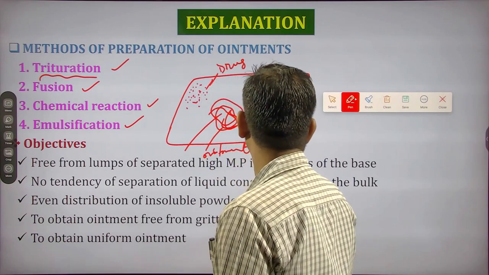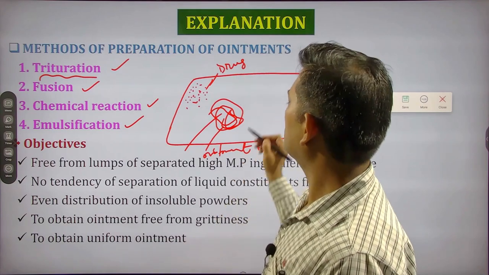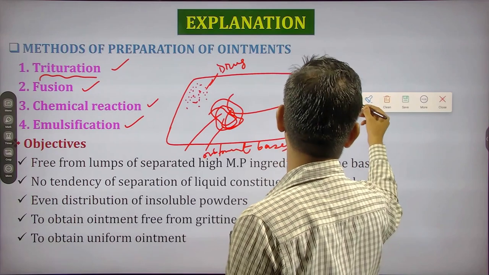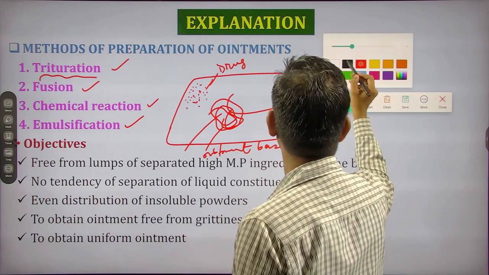Ointment bases. So, in the trituration method, what you have to do? You have to take a little bit portion. Suppose I change the color a little bit so that you can understand very easily.